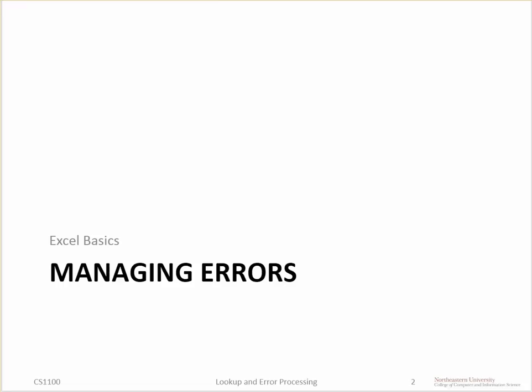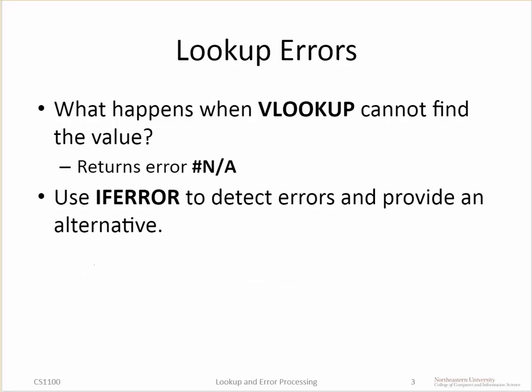Let's go take a look at how we manage errors and how we handle when things don't go as planned. Now obviously errors happen quite a bit in any Excel processing that you do. For example, with lookup, when you use VLOOKUP, suppose that you can't find the value. Well, in that case, Excel returns the #NA error. So we can use a function called ifError to help us detect the error and provide an alternative.